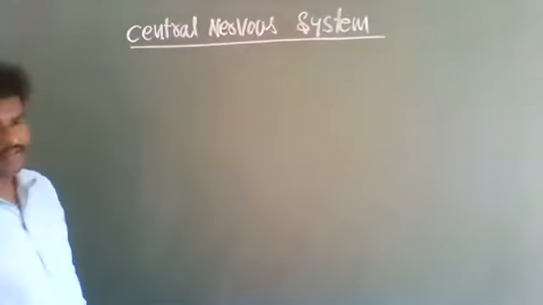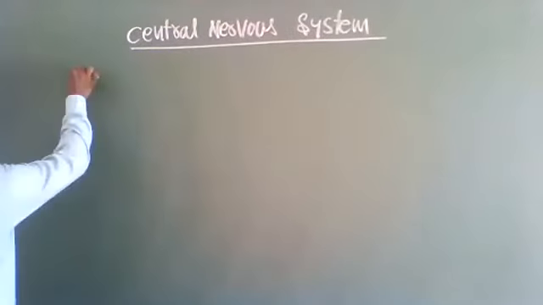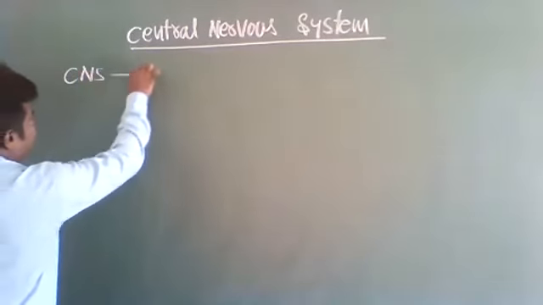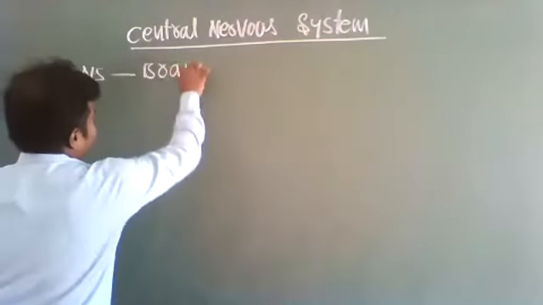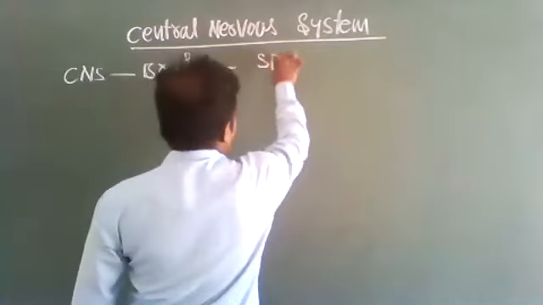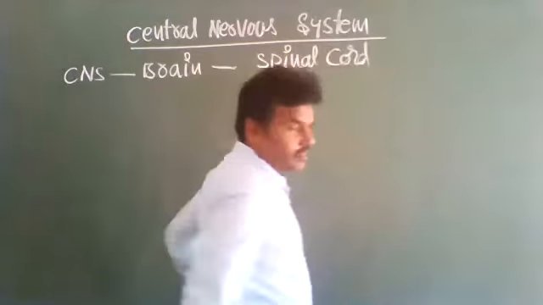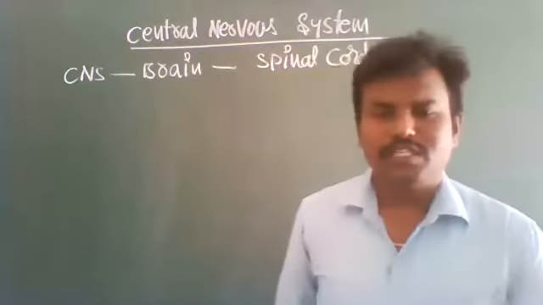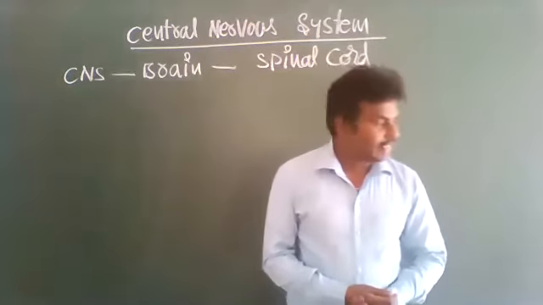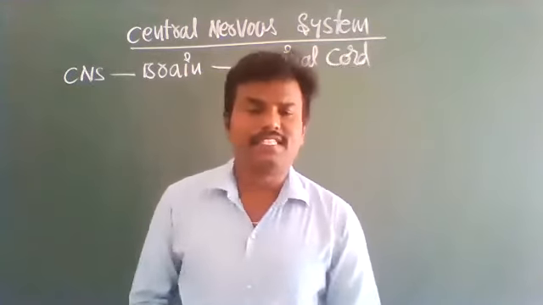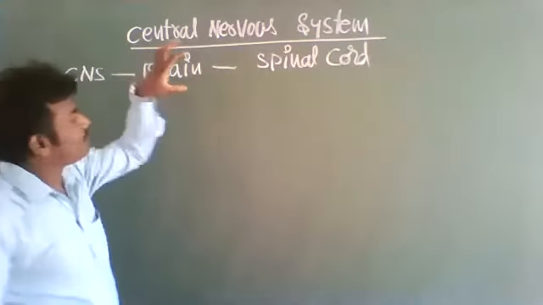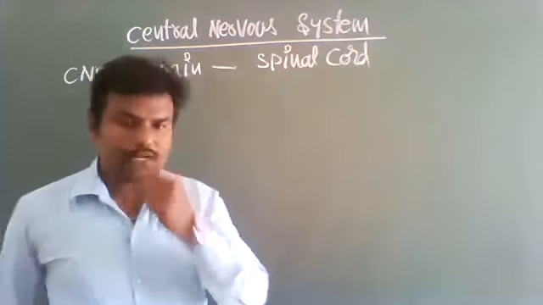So the human central nervous system mainly consists of two parts: the brain and the spinal cord.